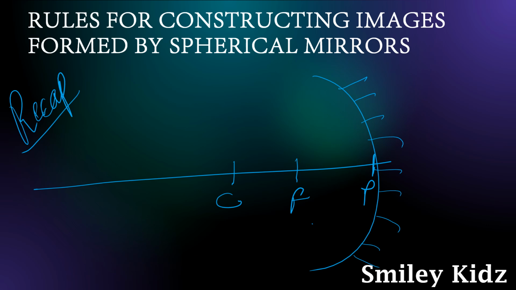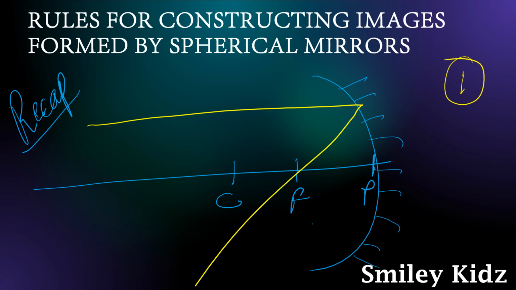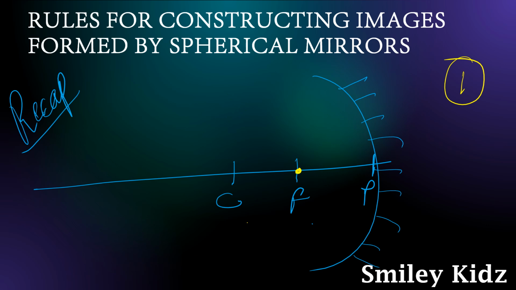Now what does rule number 1 say? Rule number 1 says that a ray which is parallel to the principal axis reflects back and passes through a point called focus. Isn't it? That is rule number 1, where the incident ray when striking the surface reflects back and passes through the focus. Now what does rule number 2 say?